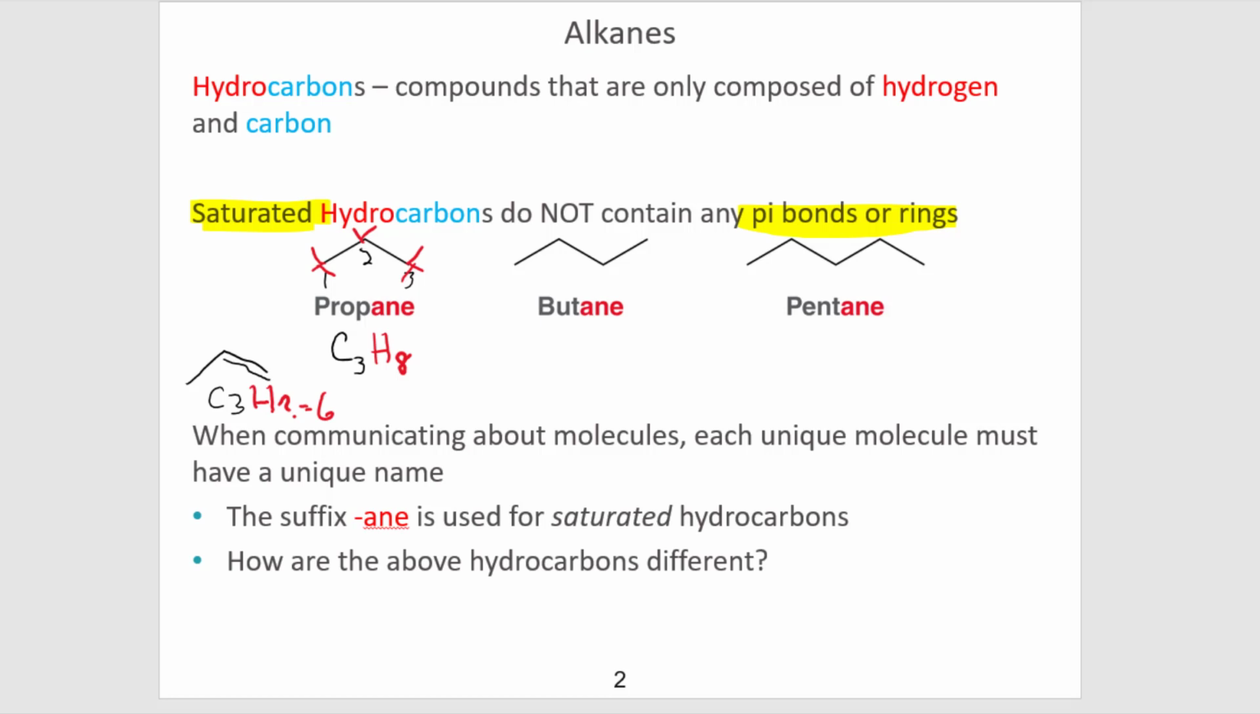So we're going to be learning to name organic molecules, and we're going to start simply, and we're just going to focus in on alkanes or saturated hydrocarbons. So when we're communicating about molecules, each molecule, if it's unique, if it's different from another molecule, the list of rules that we've come up with should come up with a unique name for it.